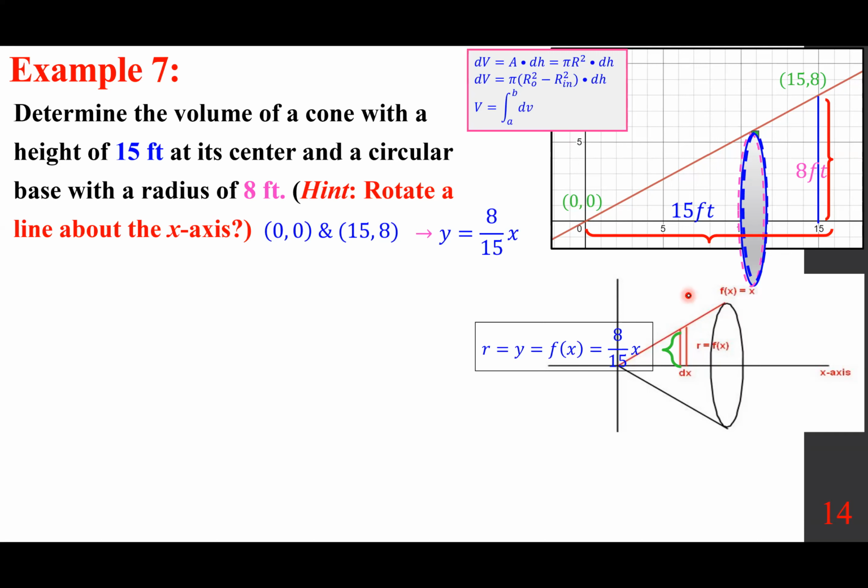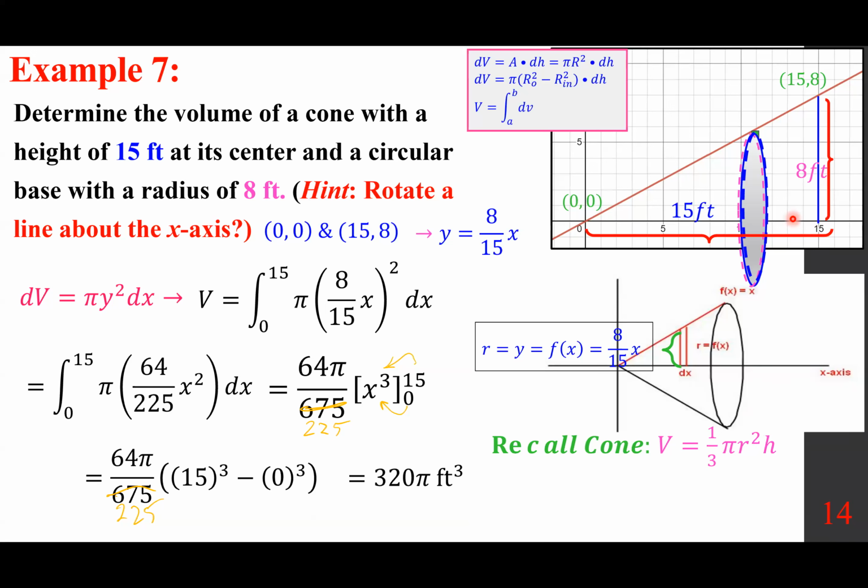Now, I want to remind you of the volume of a cone, which was in the form of 1/3 pi r squared h. So 1/3 pi, r is 8 squared, h is 15, and that gives us 320 pi cubic feet. We get exactly the same answer as we were supposed to.